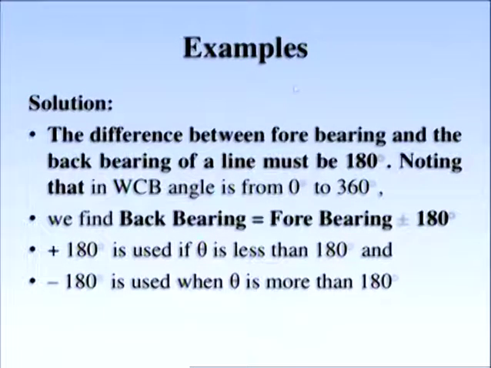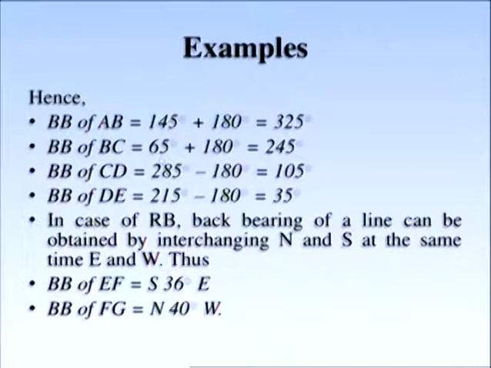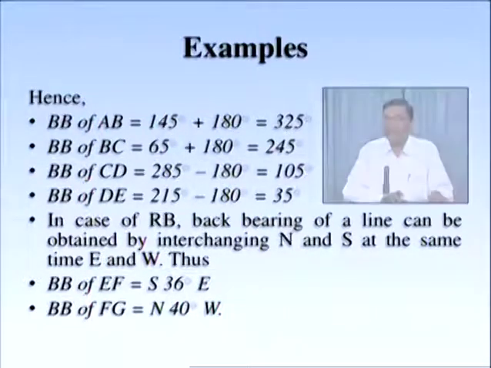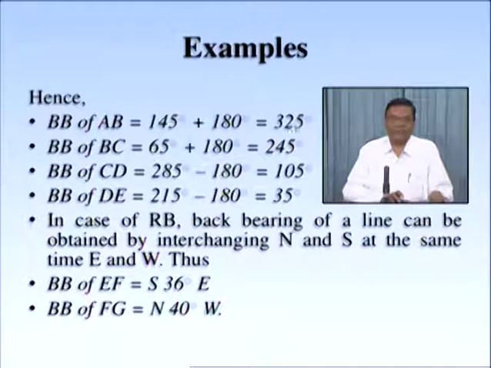Here, whatever I have explained, it is given that if your reading is less than 180 degrees, simply add, and vice versa. So plus 180 degrees is used if it is less than 180 degrees, and minus 180 degrees if your reading is more than 180 degrees. Now our first reading is 145, it is less than 180 degrees, so simply add 180 degrees, and you are getting 325, which is the back bearing of line AB.